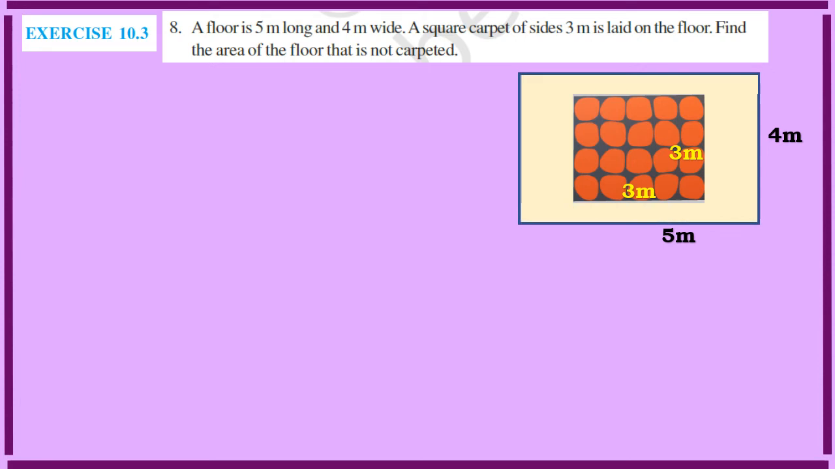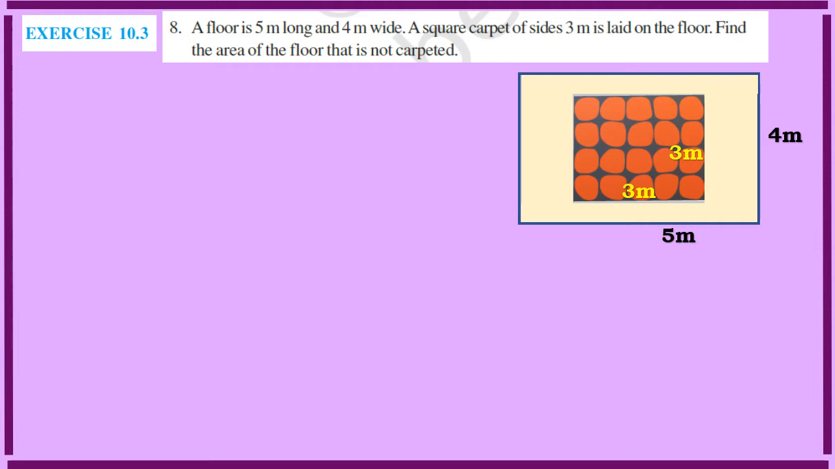That area we have to find. So how will we find that? Think. What do you have to do? Yes, you have to find the area of the floor minus the area of the carpet. Then you will get the remaining part, or the area of the floor which is not carpeted.